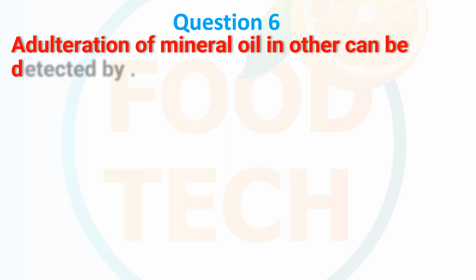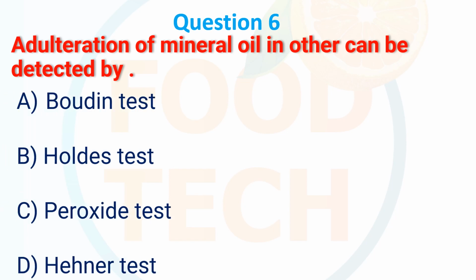Adulteration of mineral oil in another oil can be detected by: A. Baudouin test. B. Holde's test. C. Paradoxy test. D. Henner test. The answer is B. Holde's test.